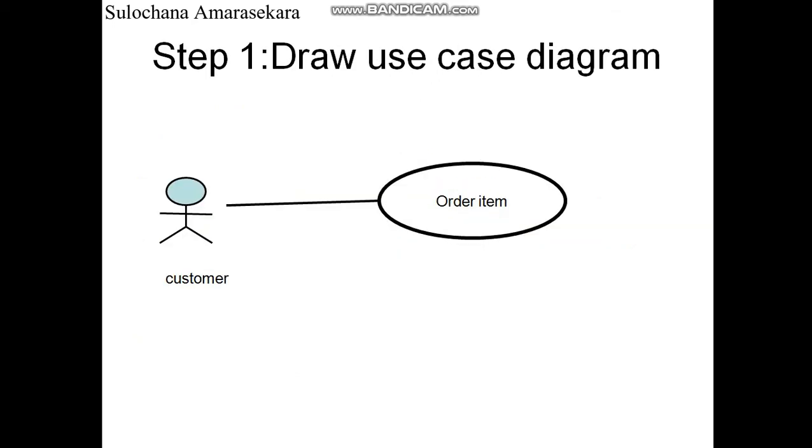Step 1. Draw the use case diagram. According to our problem, it contains only one major service. It is ordering an item. Because of that, our use case diagram looks like this. Step 2. Selecting the use case. According to our example, we have only one use case, order item, and we select that use case to draw the sequence diagram.